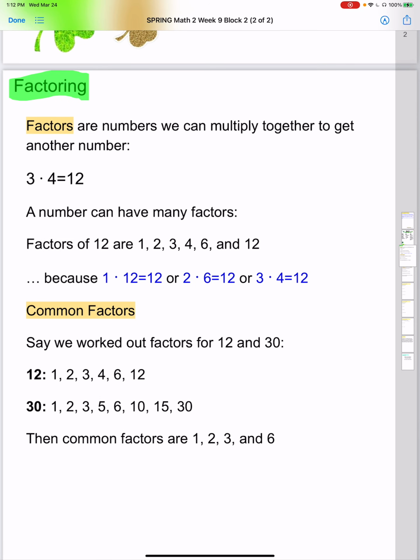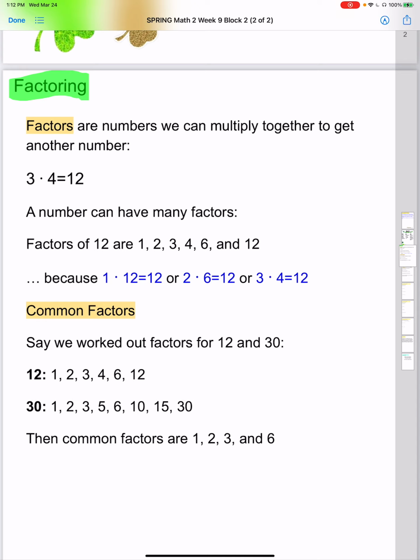Factors are numbers we can multiply to get another number. So for example, 3 times 4 gives you 12. That means 3 and 4 are factors. A number can have many factors. So 3 times 4 isn't the only pair that gives you 12. The other factors of 12 are 1, 2, 3, 4, 6, and 12. Because 1 times 12 is 12, 2 times 6 is 12, and 3 times 4 is 12, that list of numbers are all factors of 12.